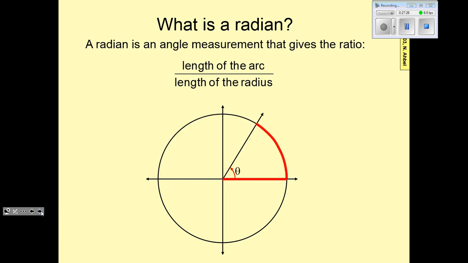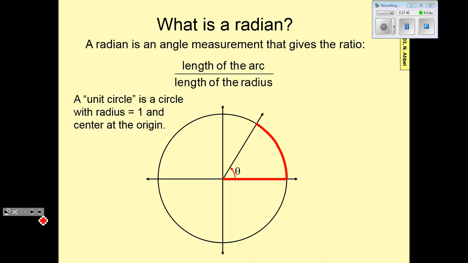Let's see what else I have here. Okay, so this is how we actually create the angle measurement. Theta is the length of the arc divided by the length of the radius. Okay. The cool thing is when we have a unit circle, the radius is 1, right? So the length of the arc, S, is going to be exactly your measurement, your number of radians for the angle. Okay, as long as it's in standard position. That's what's really cool for the unit circle.